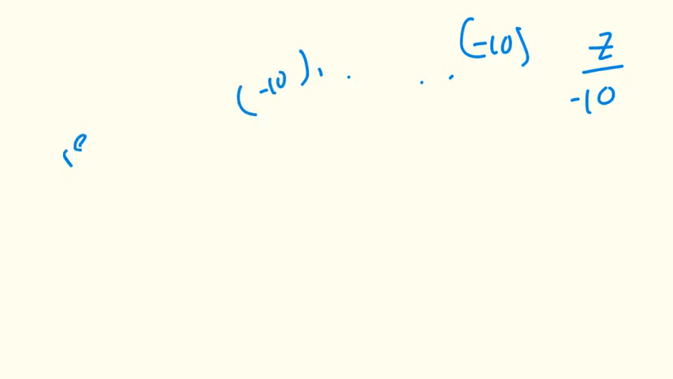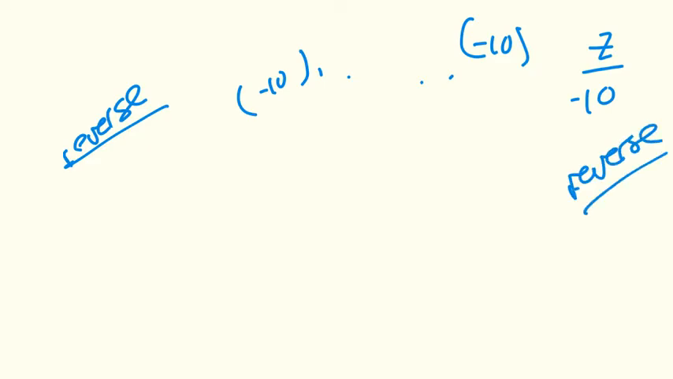All right, now here, this negative 10 times z is the same as z over negative 10. So we're going to have to multiply by negative 10 on both sides, of course. And again, reverse the inequality. So we've got negative 10 times 1 is negative 10, and we reverse the inequality. And z over here. So z is greater than negative 10.